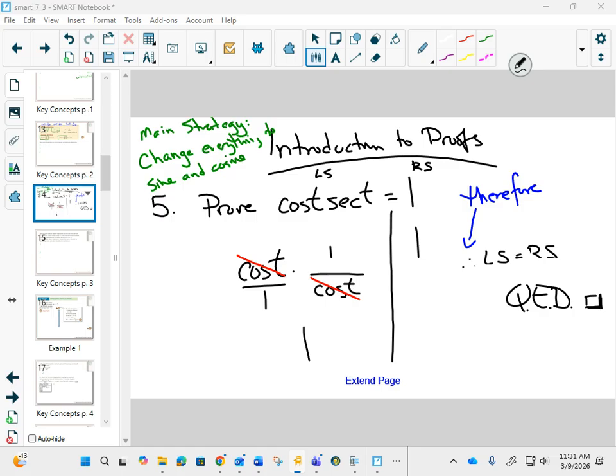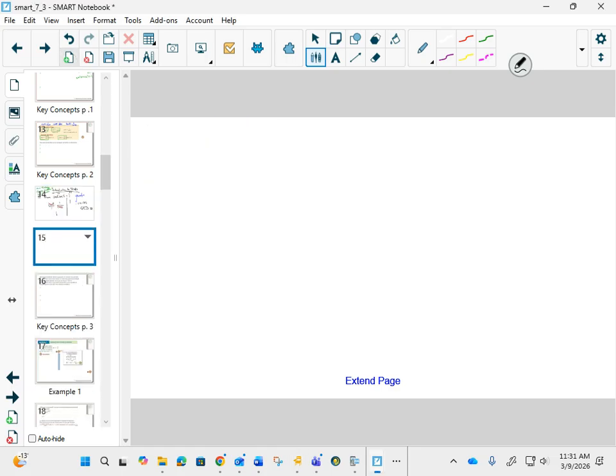Okay, next on your page, we are going to do another good one, number 8. I have prove. So the first thing you would often do is rewrite the question. Prove sine x secant x equals tan x.